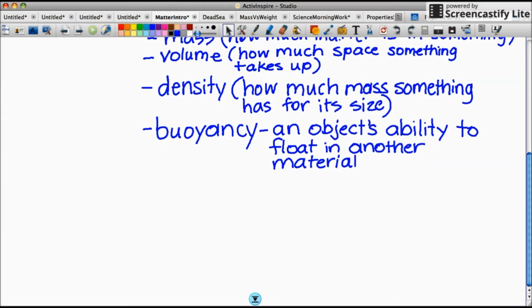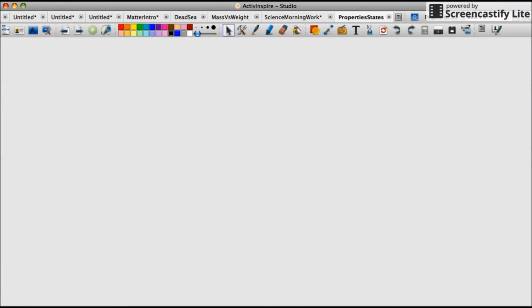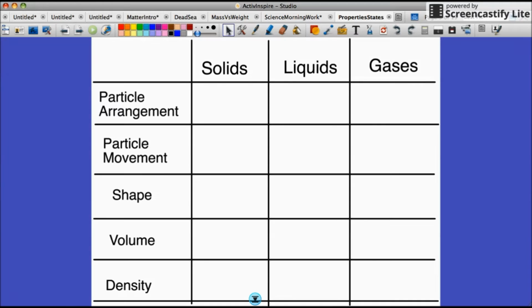Okay, now, go to the next clean page. You'll need an entire page for this. I'm going to have you draw a chart, and what we're going to do is fill in what we know about solids, liquids, and gases from the chart, and then we'll use that to make our foldable. Okay, so we've got solids, liquids, and gases, and what we're going to do is write down the differences in each of these categories. So I'm going to start with particle arrangement.